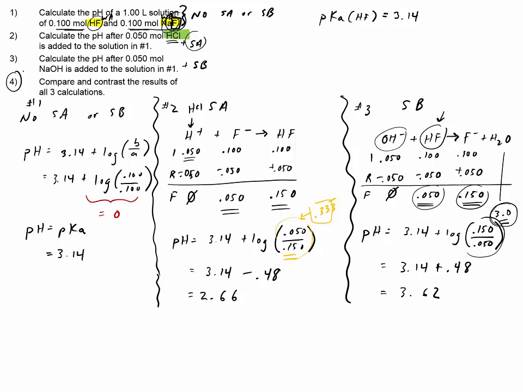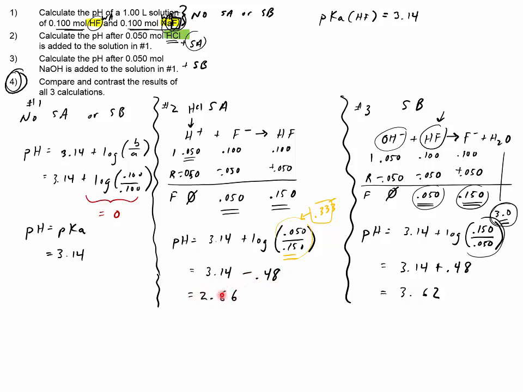So let's now address this question here. It says compare and contrast the results of all three calculations. So if we look at our original buffer, so this had no strong acid or base added, so our pH was 3.14. Now we ate through half of the conjugate base. So we had 0.1, now we only have 0.05, but look at the pH. It really didn't change that much. Okay, not even half of a whole pH number.